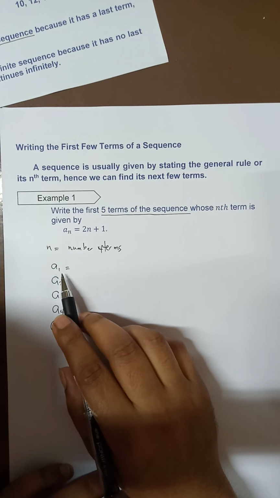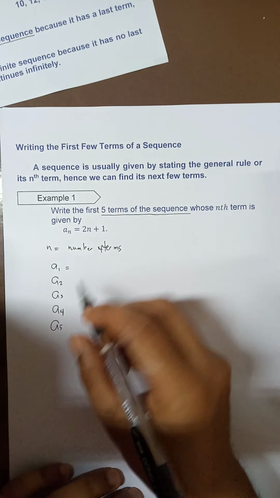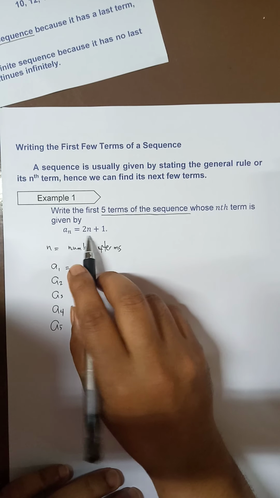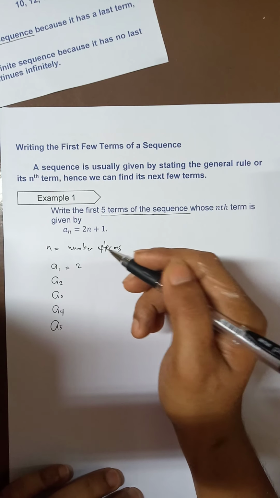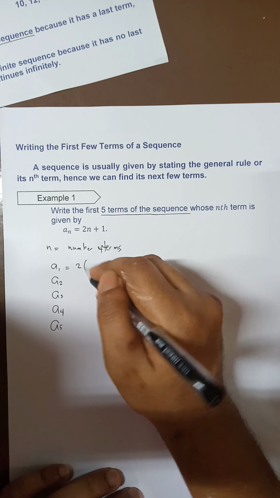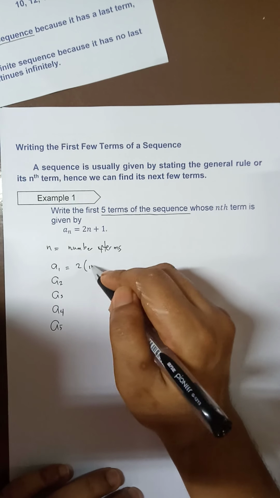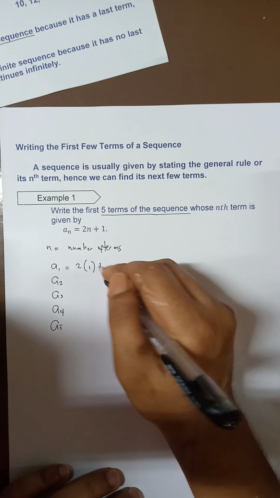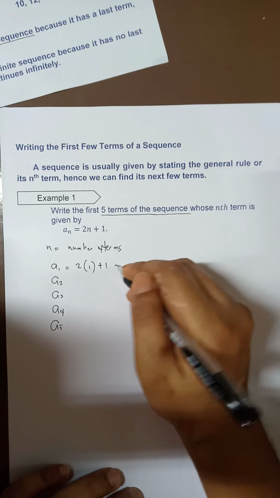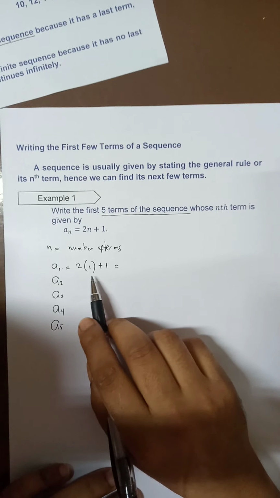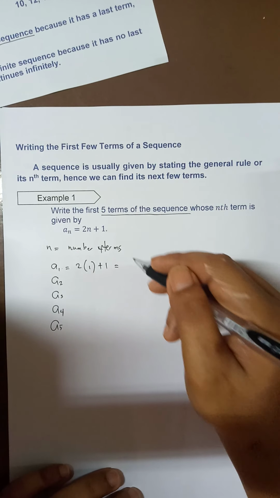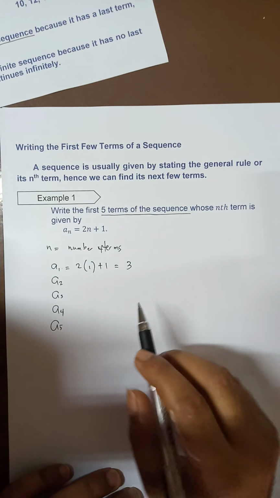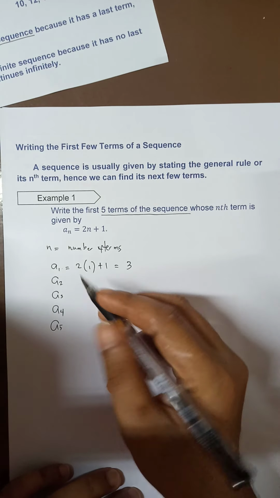If we have a sub 1, our n is equal to 1. Using this given formula, we have 2 times 1, since 1 is our n, plus 1, which is equal to 2 times 1, 2, plus 1 equals 3. So our first term is equal to 3.